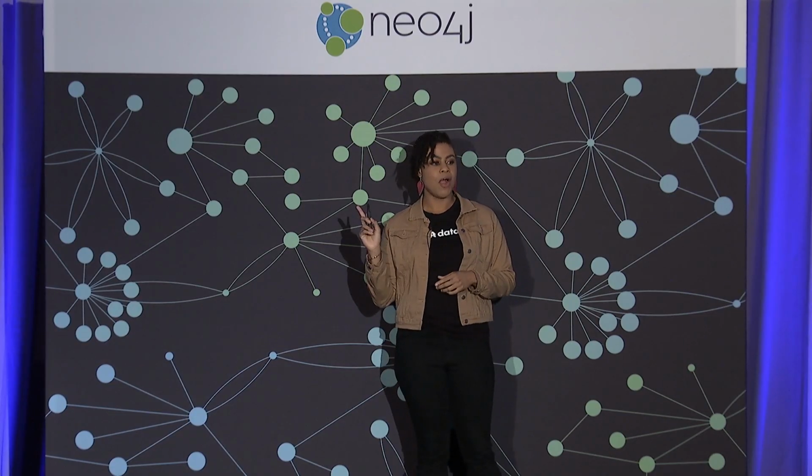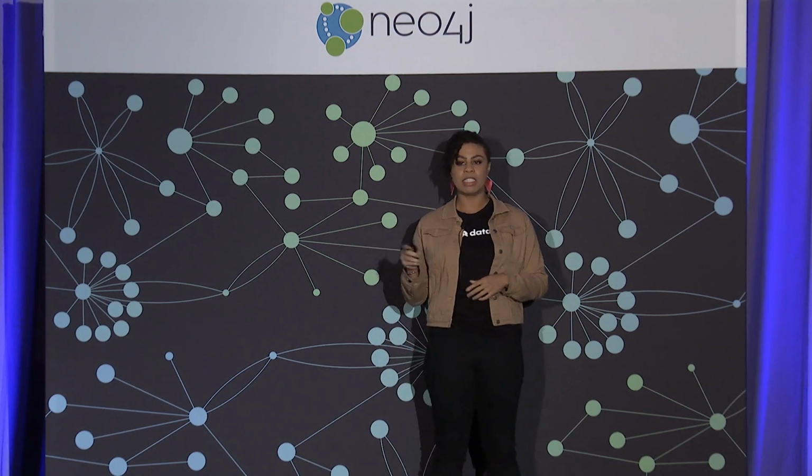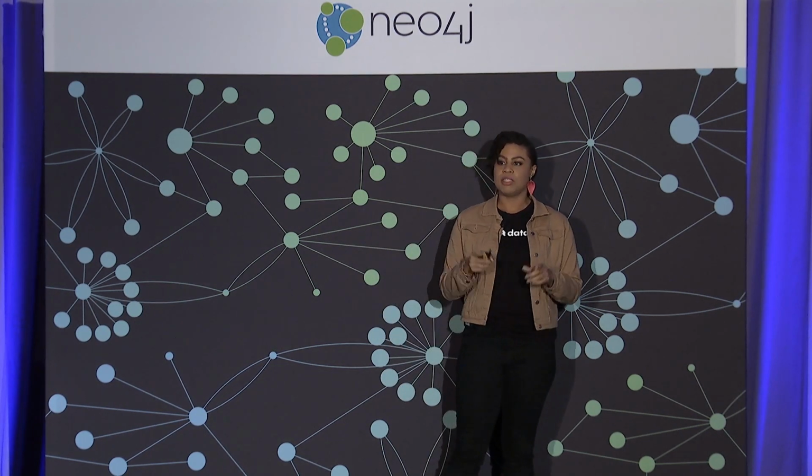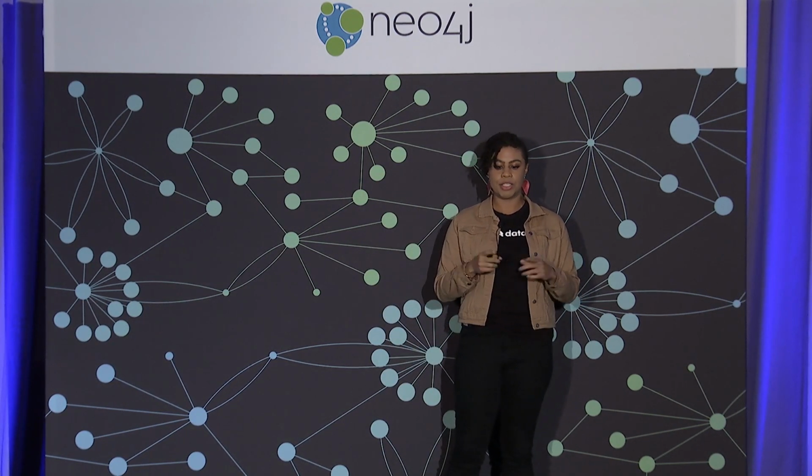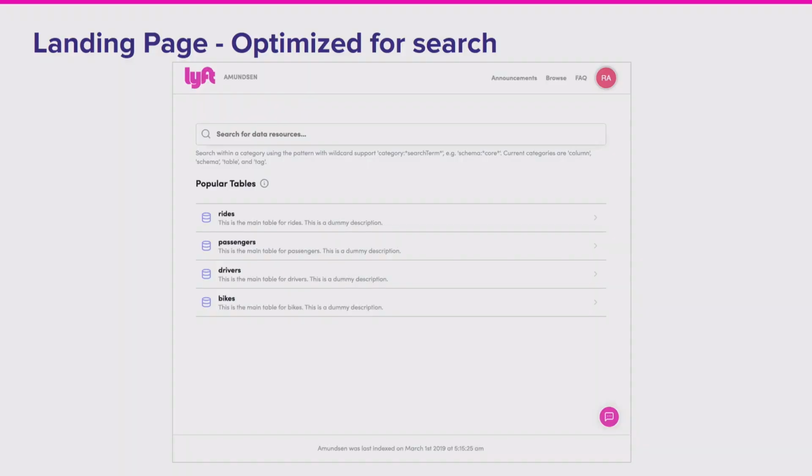All right, so our landing page for Amundsen is optimized for search. As I just mentioned, the most common form of data discovery is search-based, so we optimized our landing page. It just has a search bar and also some helpful text on the bottom to guide our users through some advanced search syntax if they want to use that.